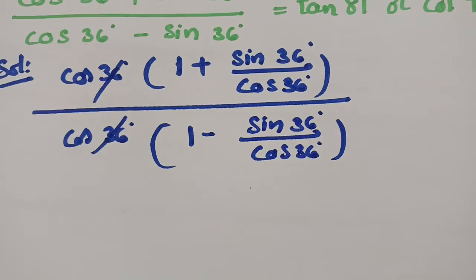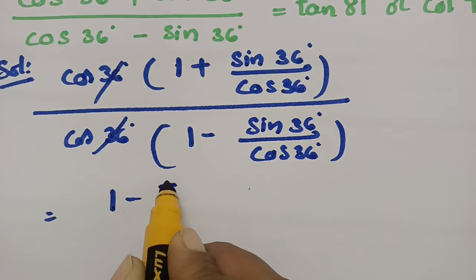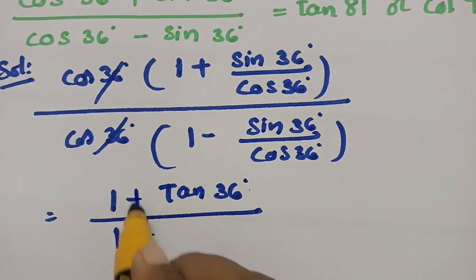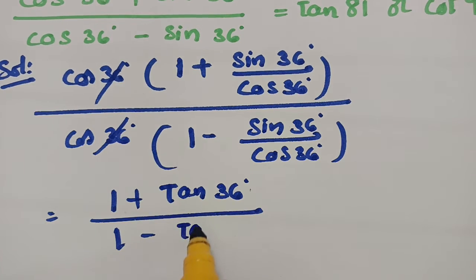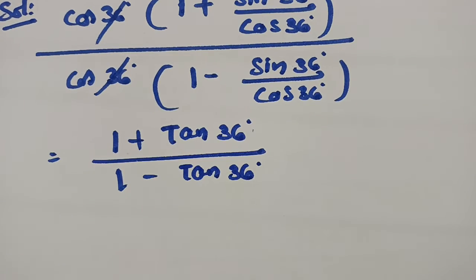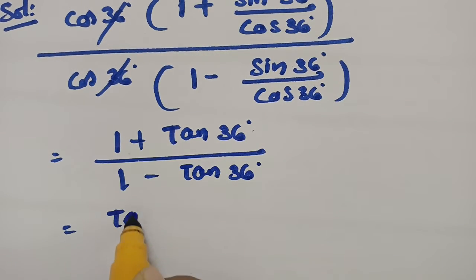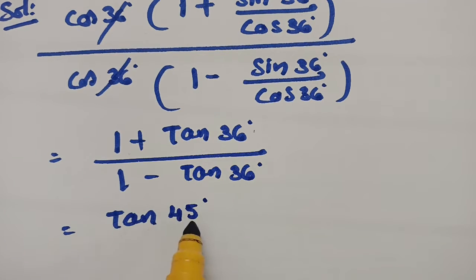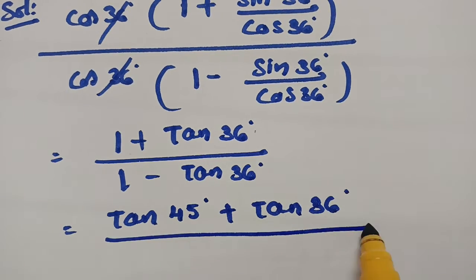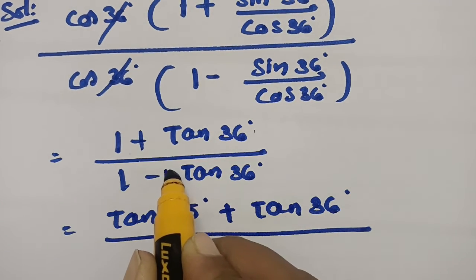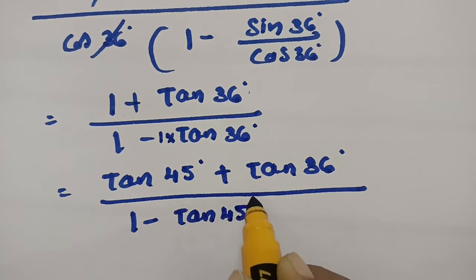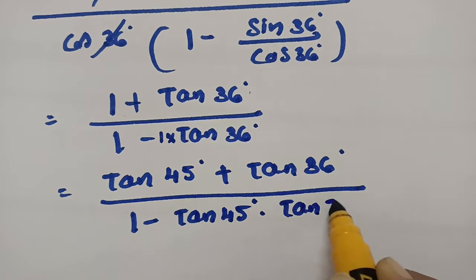If I cancel these two, this will become 1 plus tan 36 degrees by 1 minus tan 36 degrees, as sin theta by cos theta is nothing but tan theta. So in place of 1 I am writing tan 45. Clear? As you know, tan 45 degrees is 1, so this is tan 45 degrees plus tan 36 degrees by 1 minus tan 45 degrees into tan 36 degrees.